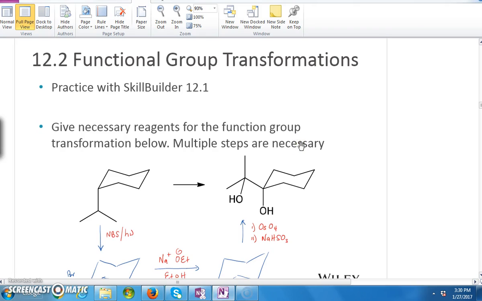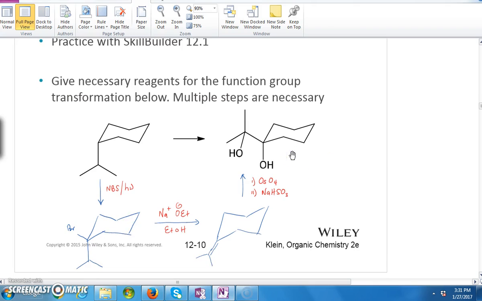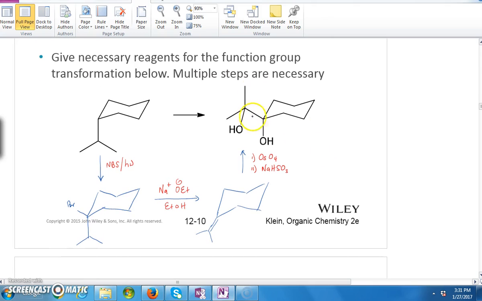Now, functional group transformations. If you see here, we're asked to give the necessary reagents for the functional group transformation here. Notice that prior to this, you should have had a double bond here. So to go about this, first of all, you need to put a good handle like a bromine. So you do that using NBS and light. And then you do an elimination with a thermodynamic base to get the alkene. And from there, you can do the dihydroxylation with osmium tetroxide followed by sodium hydrogen sulfite hydrolysis. And you get your corresponding diol. So this is just review from what we talked about.